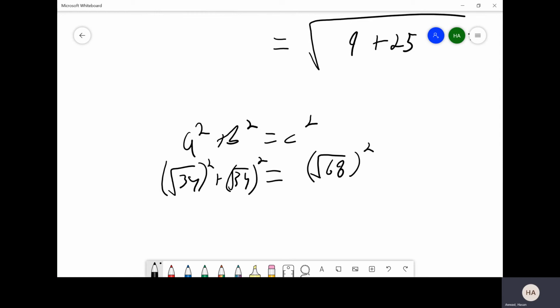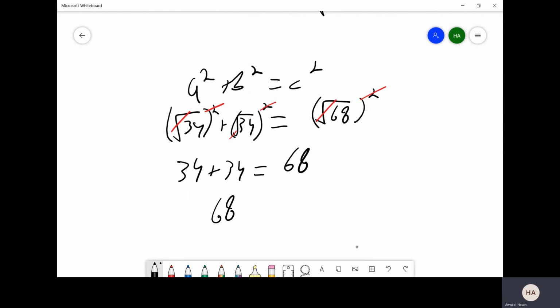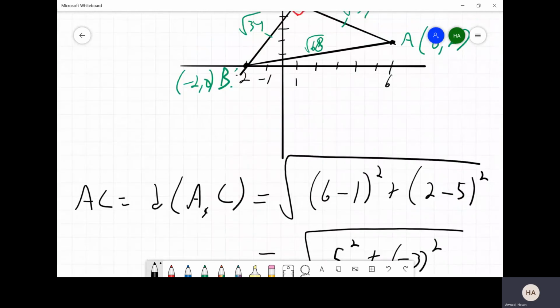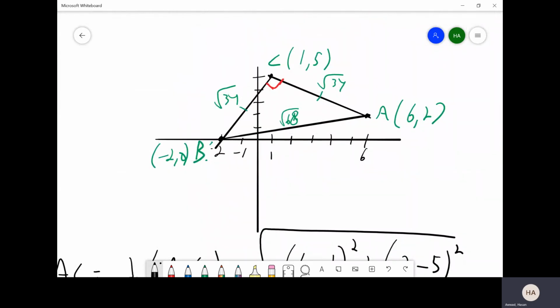Okay, well, what's going to happen when we square all of these? Well, the square roots are just going to drop out, right? So we see the square root drops out with the square 3 times. And what we're left with is 34 plus 34 is equal to 68. And yeah, 34 plus 34 is in fact 68, so we get the same thing on both sides. In fact, we have now shown that because the Pythagorean theorem works out, our triangle is in fact a right triangle. So yes, triangle ABC is a right triangle.